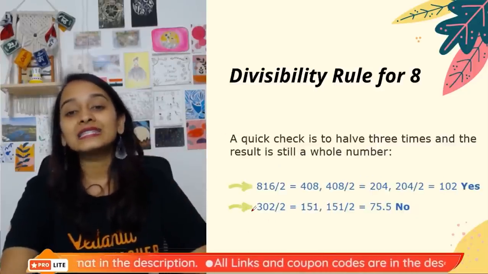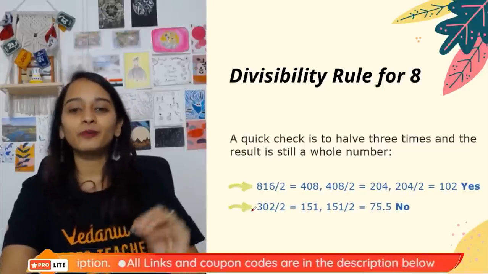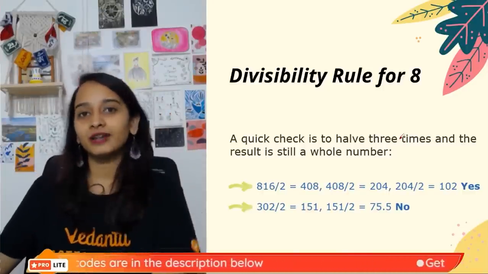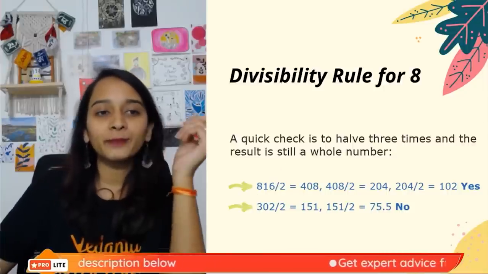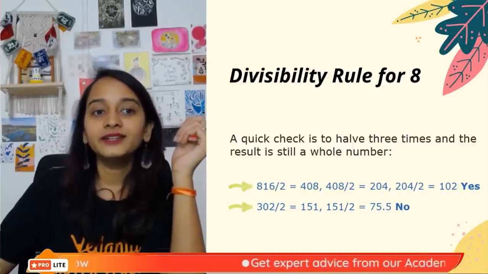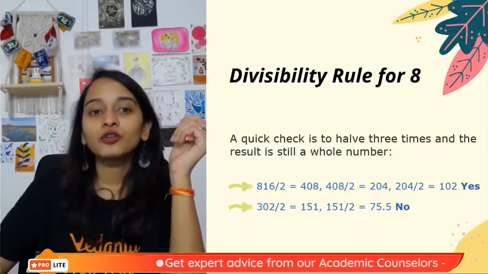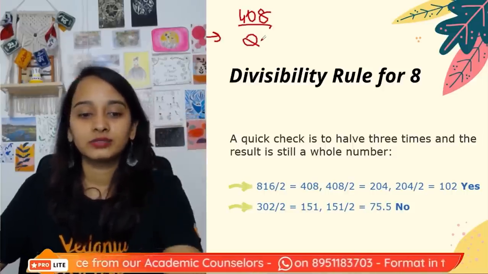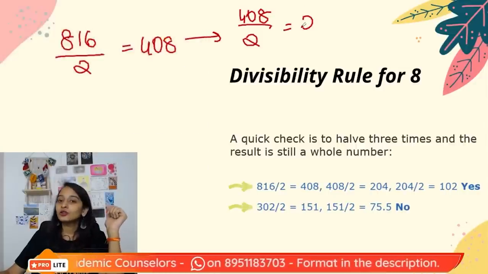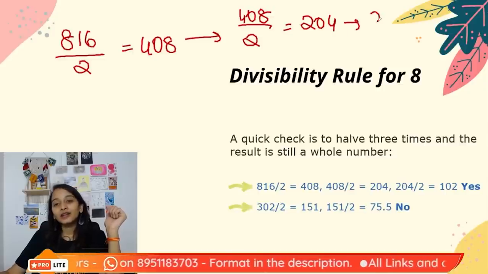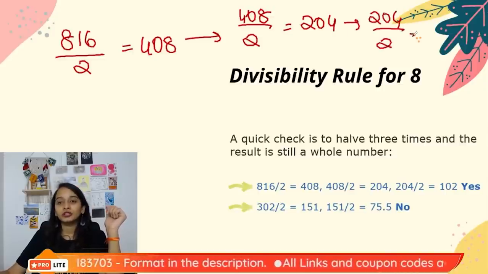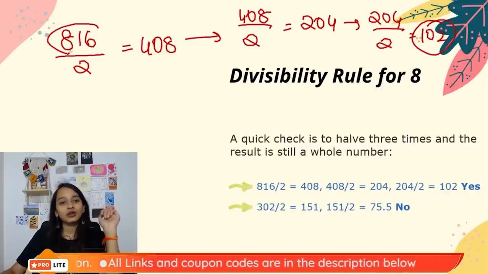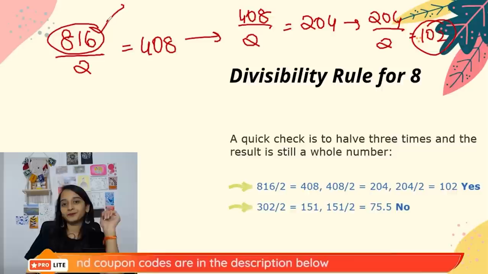You have to check the last 3 digits. यहाँ पे भी आपको एक trick है, यहाँ पे आपको 3 times by 2 by 2 by 2 से divide करना है. Now if I give you a number 816, divide it with 2, so you are getting 408. Again divide 408 by 2. Okay, so what are you getting? 204. Again divide 204 by 2. You're getting 102. ये होगा आपका whole number. तो yes, this 816 is divisible by 8.